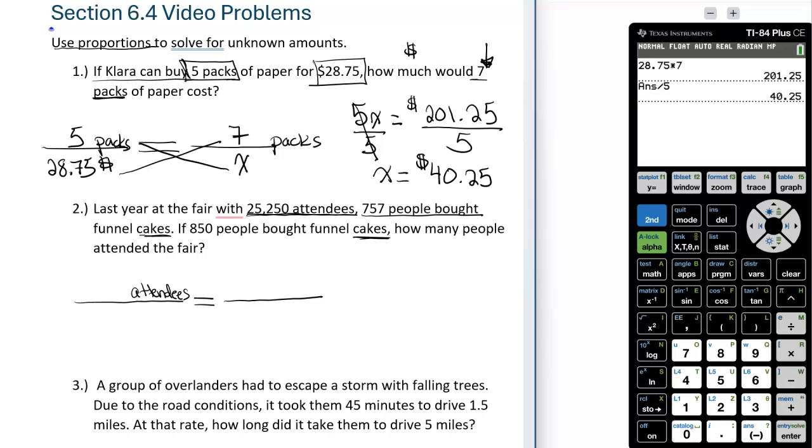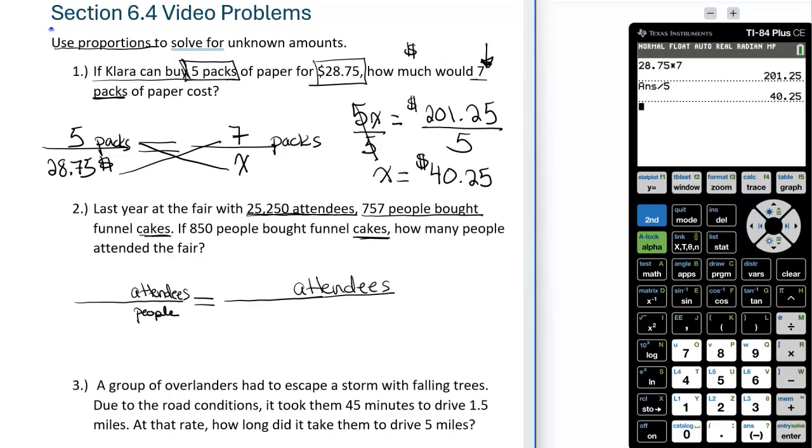757 people bought funnel cakes when the attendance was 25,250. So, just to avoid confusion, attendees and people are similar. I'm still going to put people, because that's what we're actually solving for. You can use any unit as you're working through the problem as long as it's the correct unit at the end. If that felt confusing, you could use funnel cakes, whereas that's not actually the unit at the end. But again, attendees and people are somewhat similar, so I could see some potential confusion there if you're not careful.